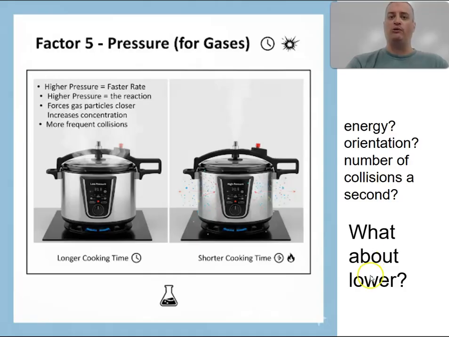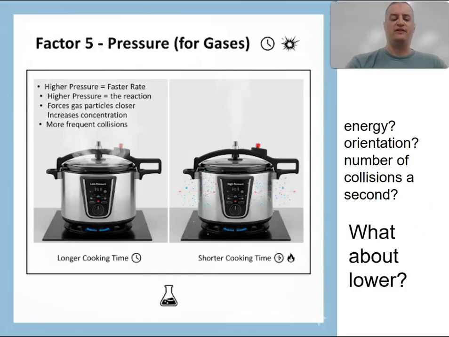If we have a lower amount of pressure, meaning that particles are more spread out, then that's going to decrease the number of collisions. So why does lower pressure cause a reaction to move slower? Since the particles are at lower pressure, they're further apart, meaning they collide less often, therefore have less opportunity to have a successful reaction with enough activation energy and orientation.